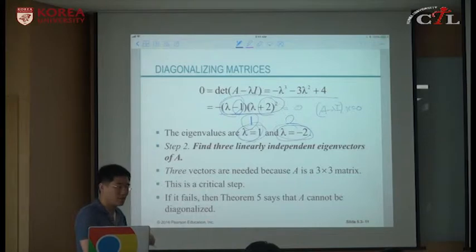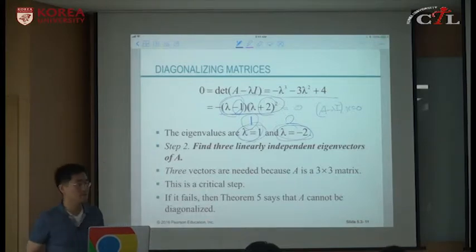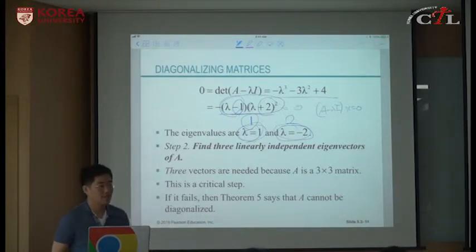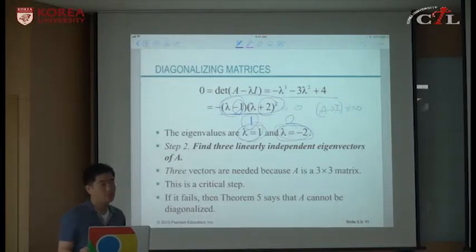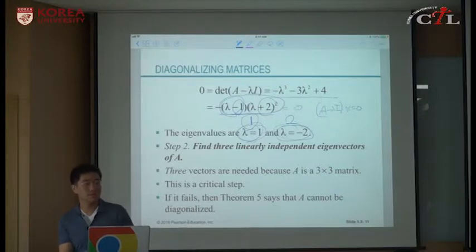So that number is already achieving the maximum possible number, and so in that case, your matrix A is diagonalizable. In other words, in that case, you can find n linearly independent eigenvectors, right?